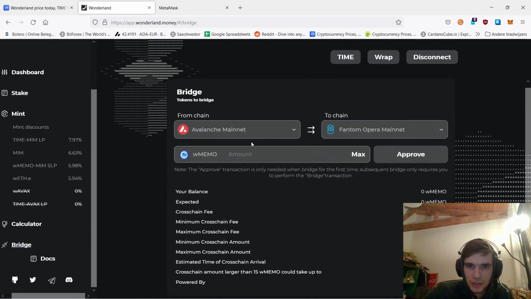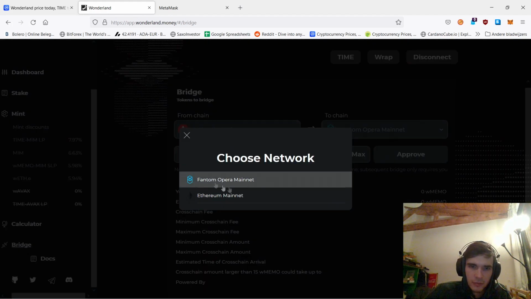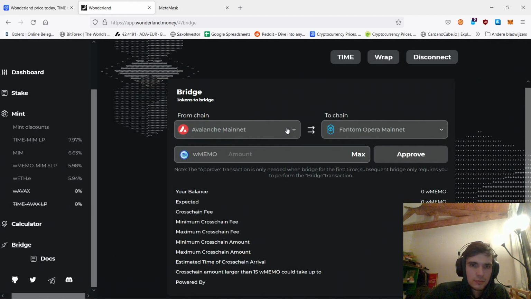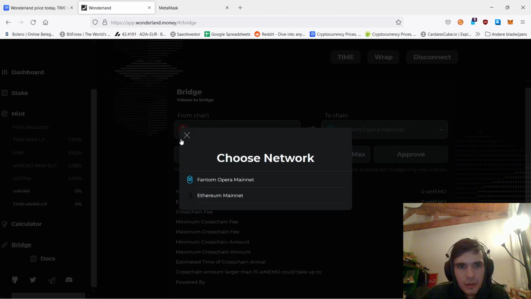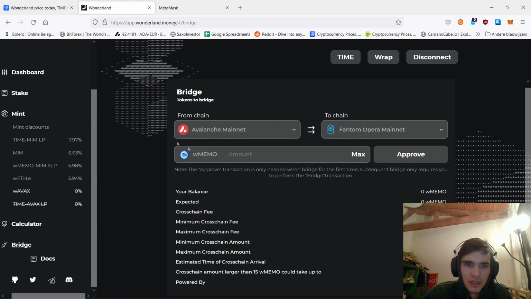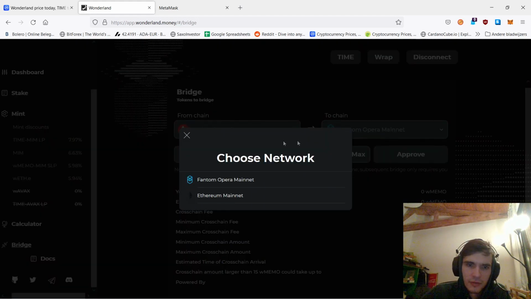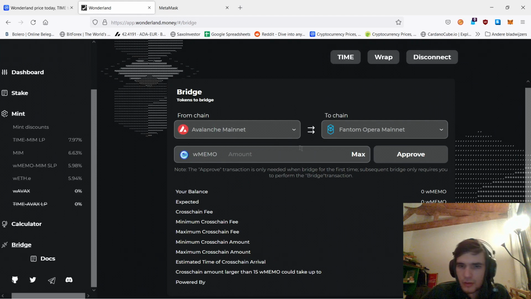Last option, bridging. I don't want to go too much into it. This is for a whole other video, because I'm not too familiar with the different chains. So we have only Phantom and Ethereum, and then Avalanche, of course. But I mainly trade on Avalanche, also Phantom, but I don't do anything on Ethereum. So I could only show those two chains, but that's for another video.